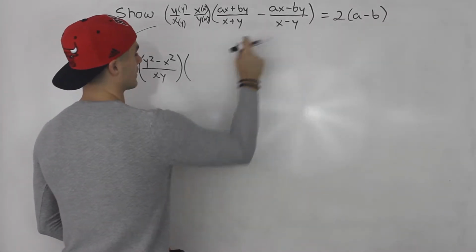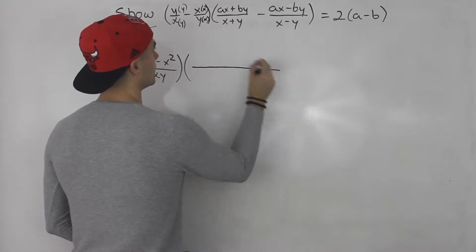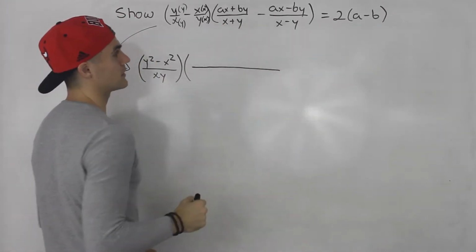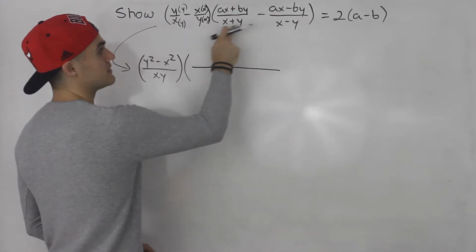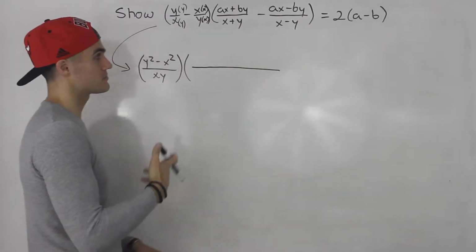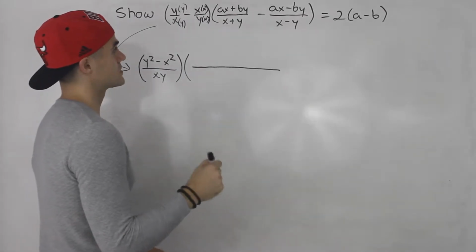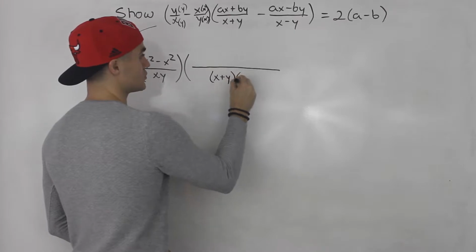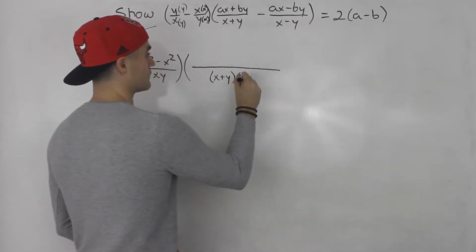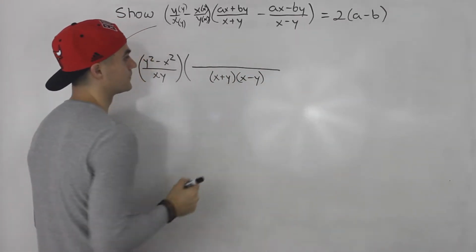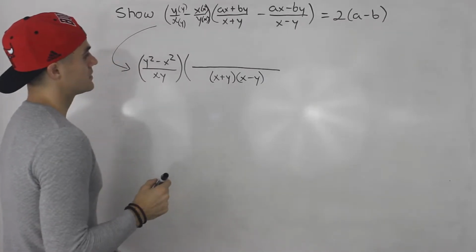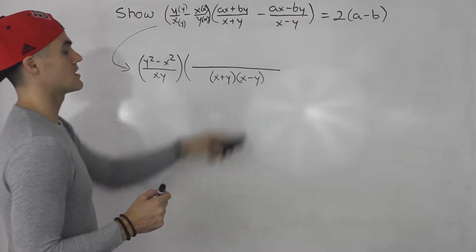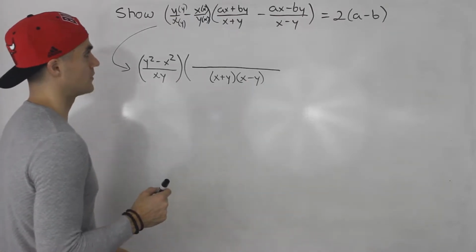Okay, what about here? We got ax plus by over x plus y minus ax minus by over x minus y. Well, notice that these two factors are different, x plus y, x minus y. So the common denominator between them is going to be these two different factors multiplied. When you have different factors, you have to multiply them. Right? So x plus y, x minus y. That's going to be the common denominator.